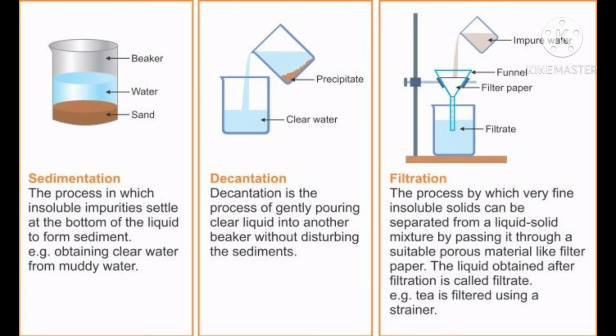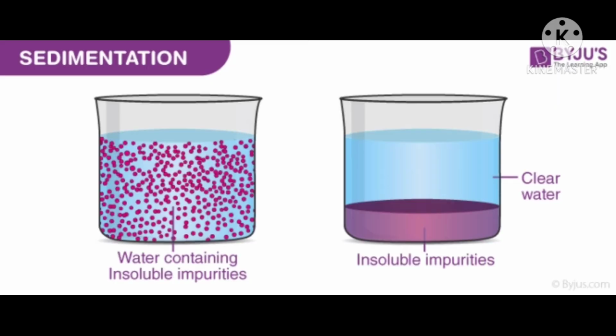Now children, let us know how we can remove insoluble impurities from water. Children, there are three methods that we use to separate insoluble impurities, and they are sedimentation, decantation, and filtration. Let us learn about them one by one. Children, this diagram shows the process of sedimentation.